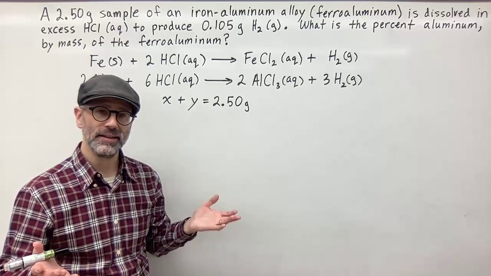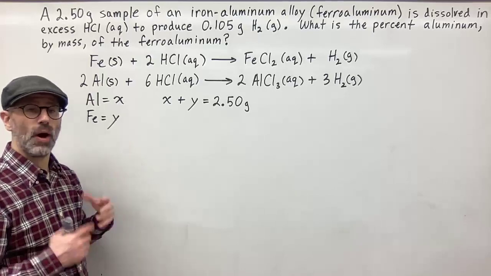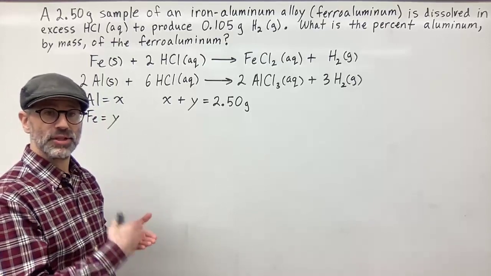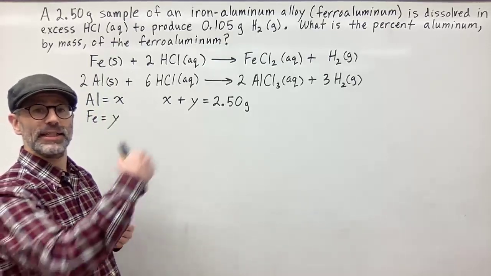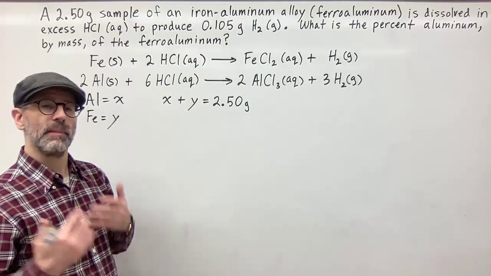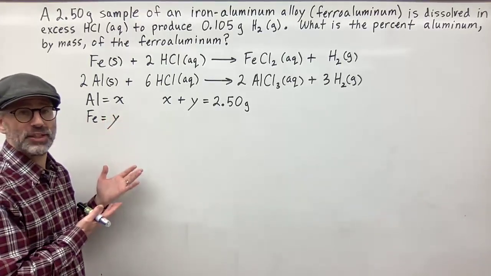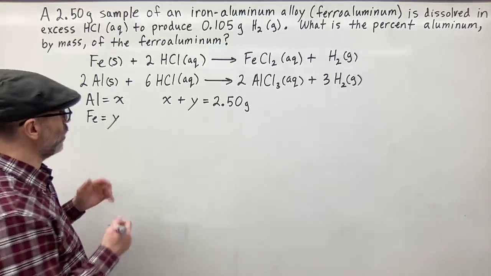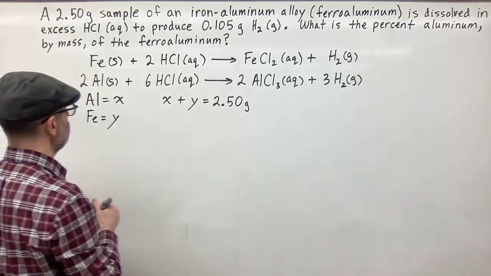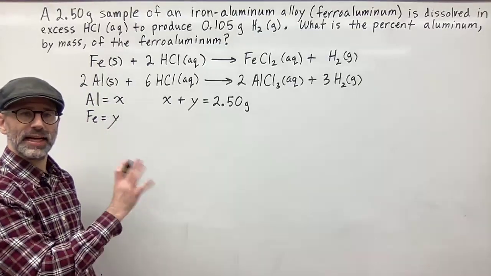Well, how are we going to do that? Since we said that aluminum is X and iron is Y, we can use X and Y to convert the grams of the aluminum and iron into grams of hydrogen gas using stoichiometry. But this time, since we don't know the amounts of X and Y, we're just going to use X and Y in our conversions. So let's go ahead and start with iron. That's our first equation. Iron is Y. So if I write out the equation, I'm just going to do stoichiometry. That's the only thing I'm going to be doing.